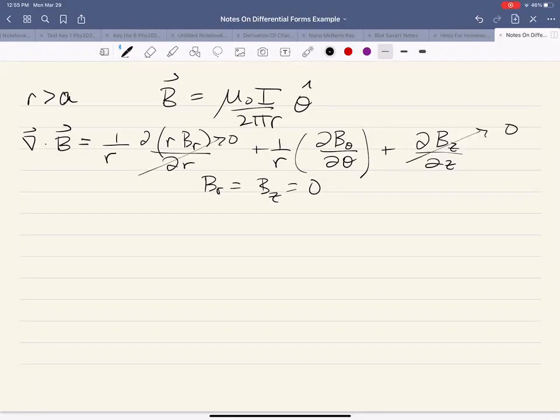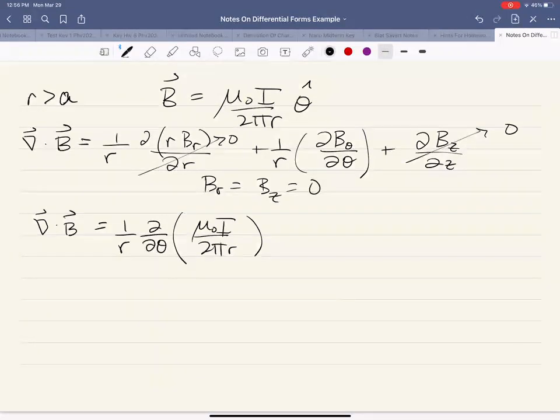Now look, we need to take the partial of B theta with respect to theta. So here del dot B is equal to 1 upon r partial with respect to theta of, now let's plug in our function, mu naught I over 2 pi r. Well, look, there's no explicit theta dependence in that expression, mu naught I over 2 pi r. And because there's no explicit theta dependence, that means this is 0. And so del dot B is 0, as we've proven. So check, yes, it's proven.